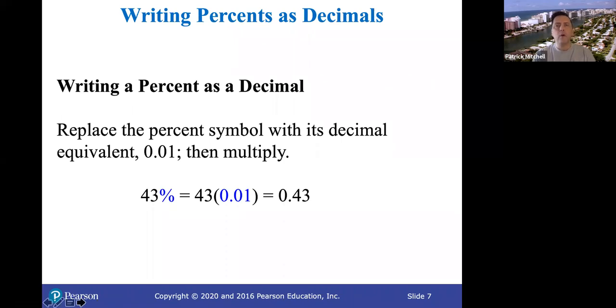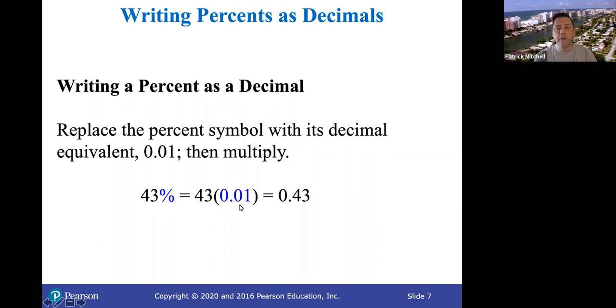All right, so the first kind of conversion we're going to talk about is writing a percent as a decimal. So when you want to change a percent into a decimal, replace the percent symbol with its decimal equivalent 1/100th. Remember, percent means per 100. So it kind of makes sense that the percent symbol would have the same meaning as 1/100th. So for example, if you wanted to change 43% into a decimal, you would replace the percent symbol with 1/100th.